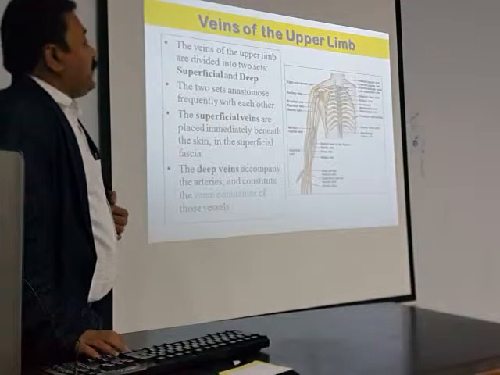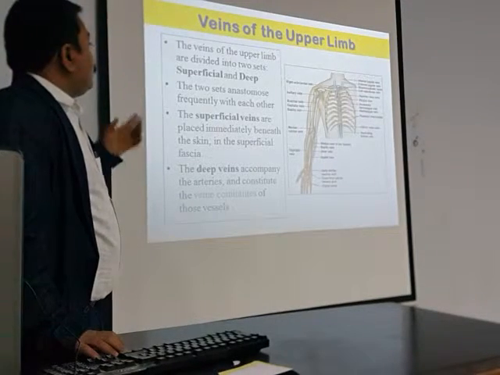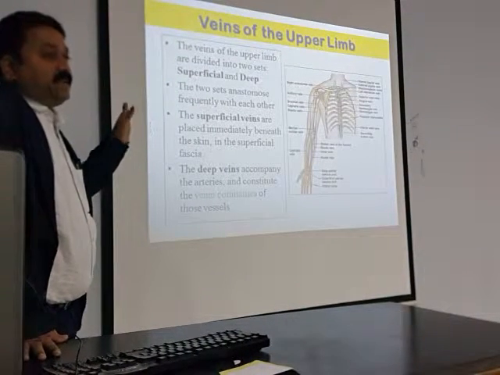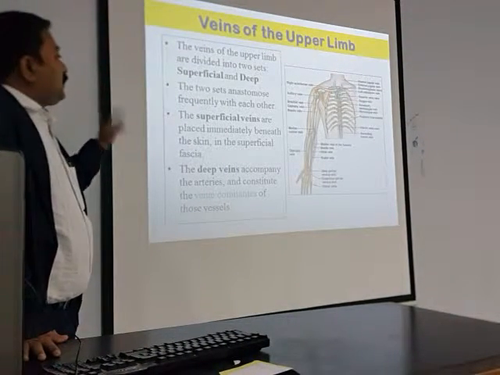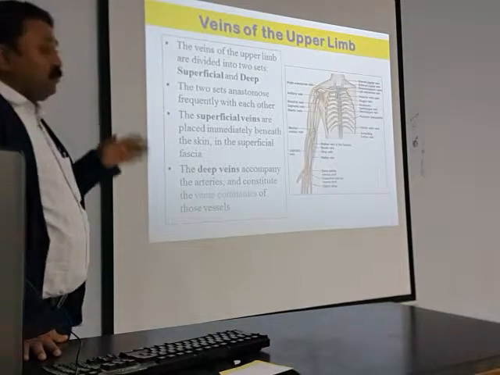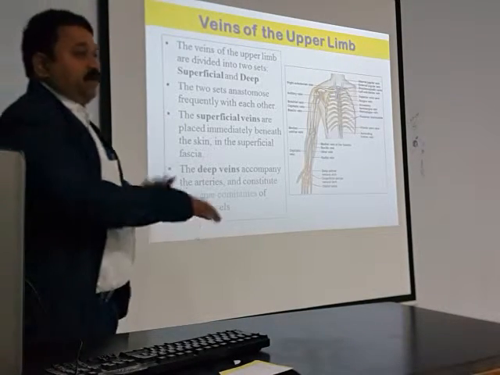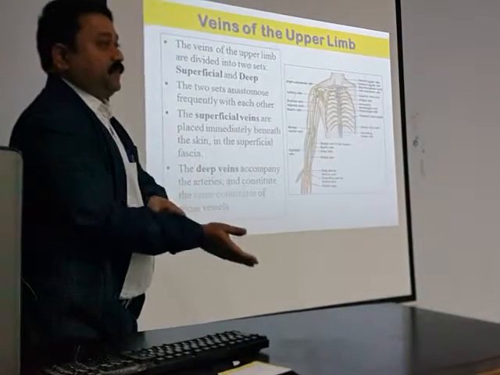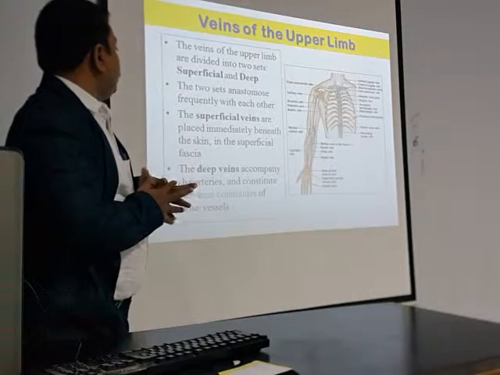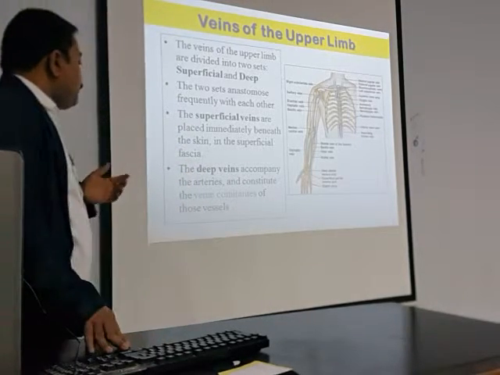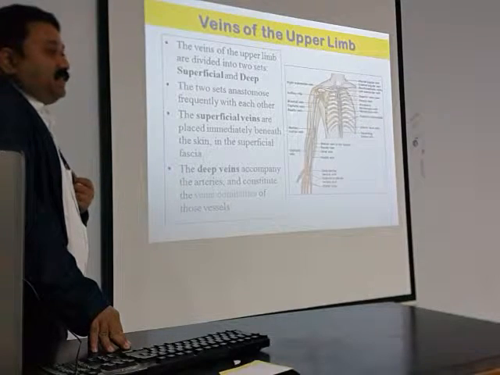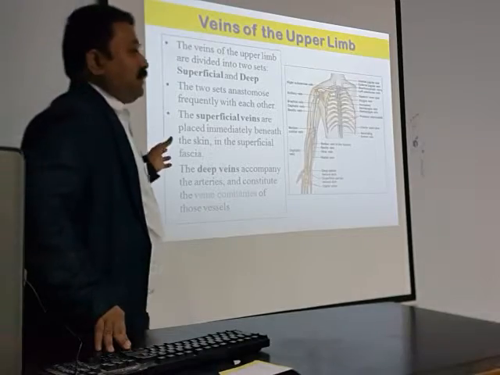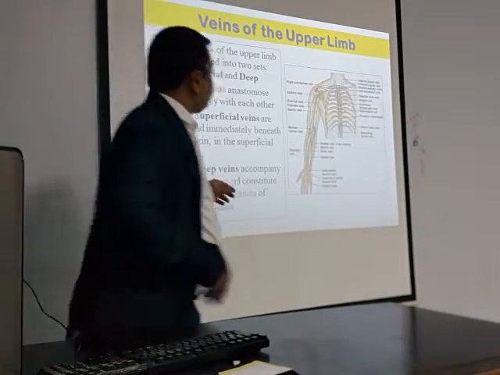And next are the veins of the upper limb. The veins of the upper limb are divided into superficial veins and deep veins. The superficial veins are located in the superficial fascia, whereas the deep veins accompany the arteries. So deep veins accompany the arteries. They are what we call the venae comitantes.